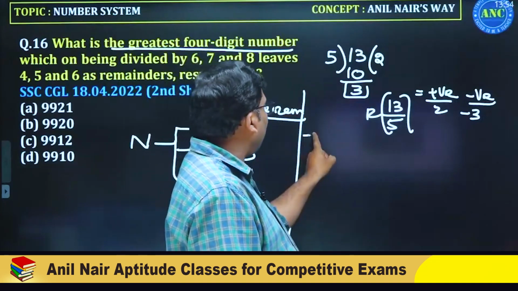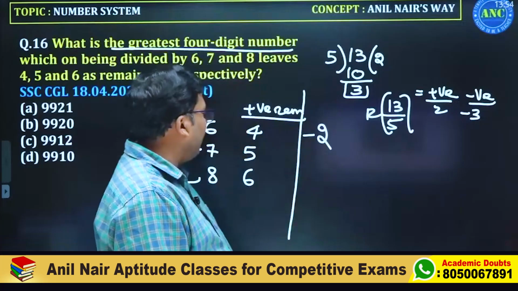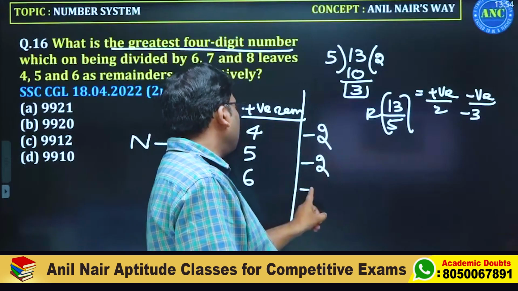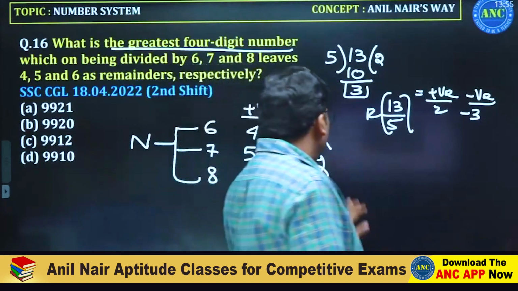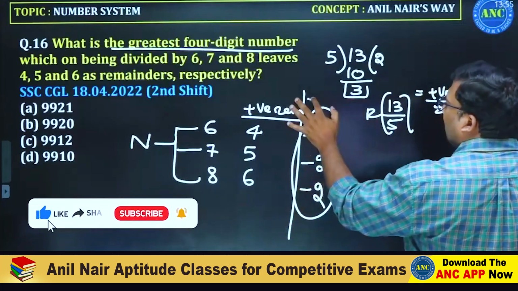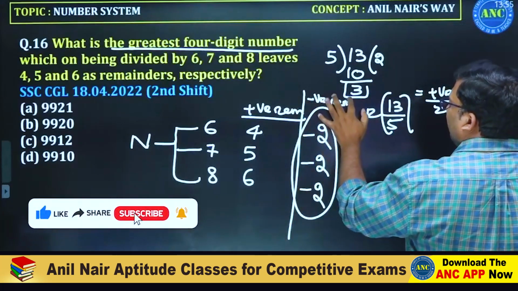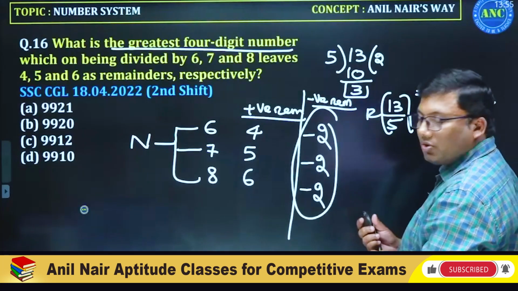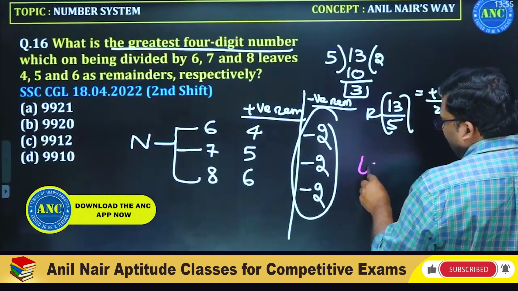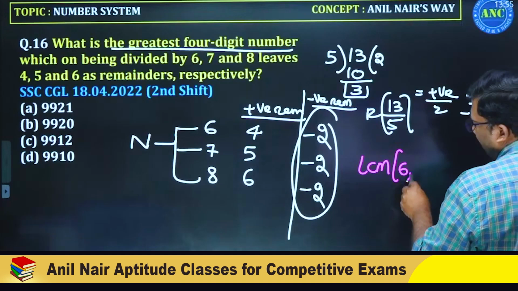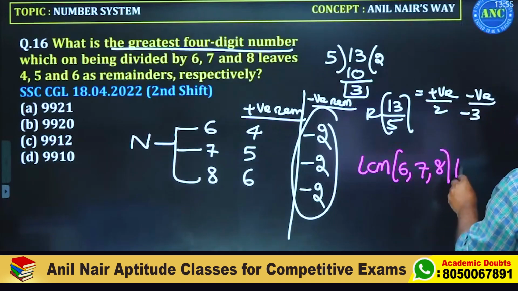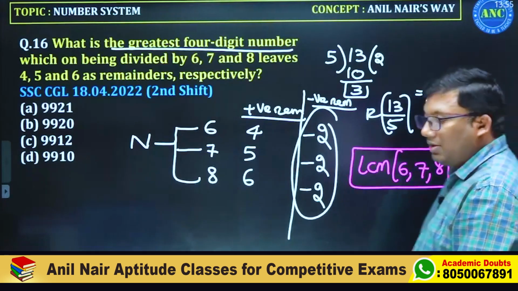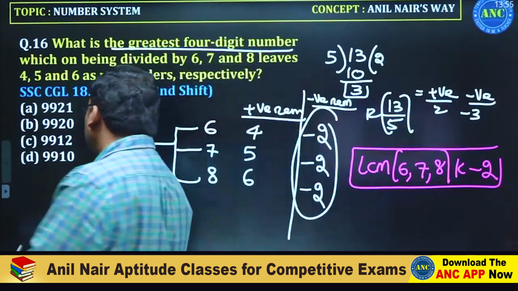How to get the negative remainder? Subtract the number you are dividing by. 4 minus 6 is minus 2. 5 minus 7 is minus 2. 6 minus 8 is minus 2. In all the cases, the negative remainder is the same. So what will be the form of the answer? The number is divisible by 6, 7 and 8, and in all the cases the negative remainder will be minus 2.